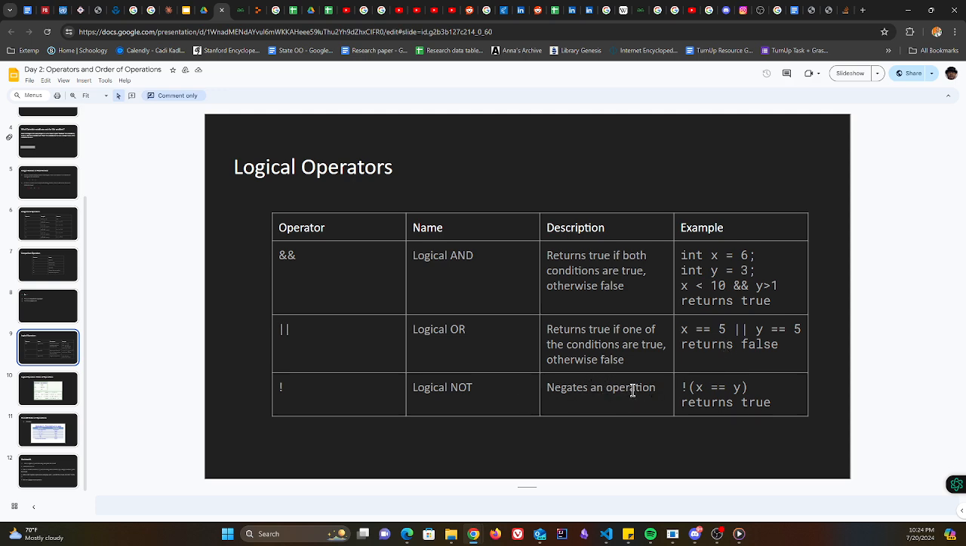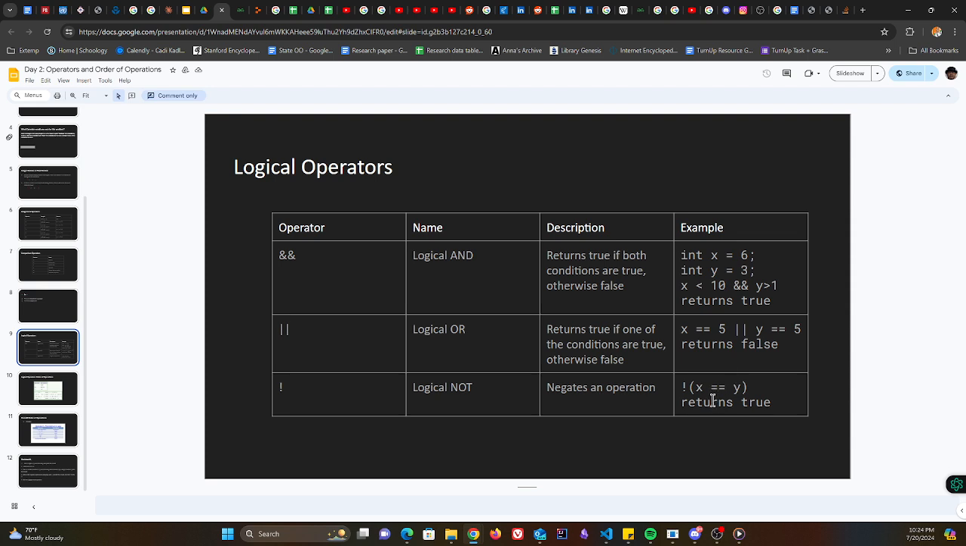Logical not negates an operation. If not x equals y, since x doesn't equal y, the value inside here is false, and not false returns true. It takes some time to think about it, but after a while it just becomes second nature.